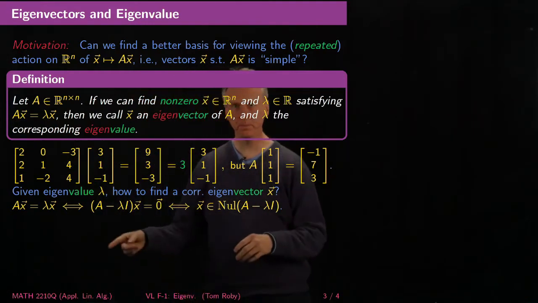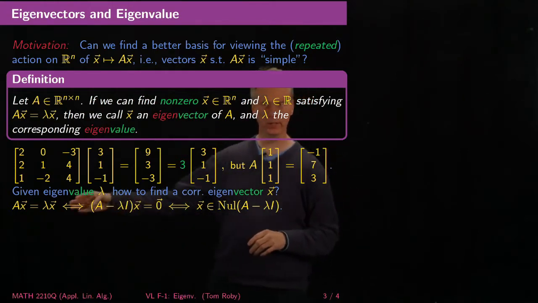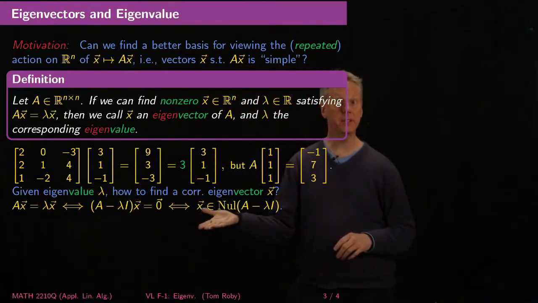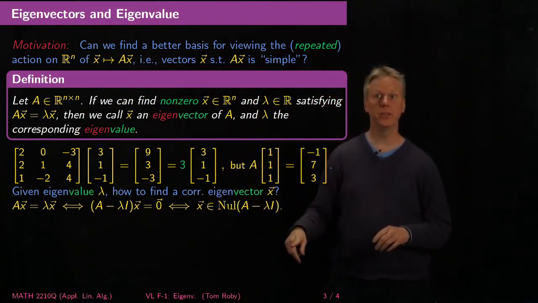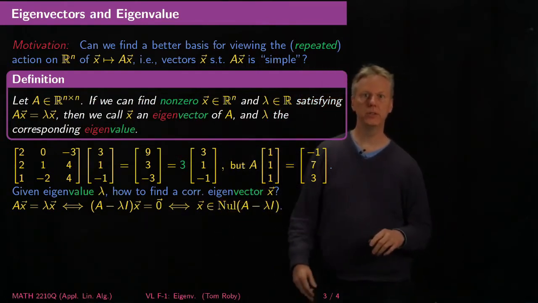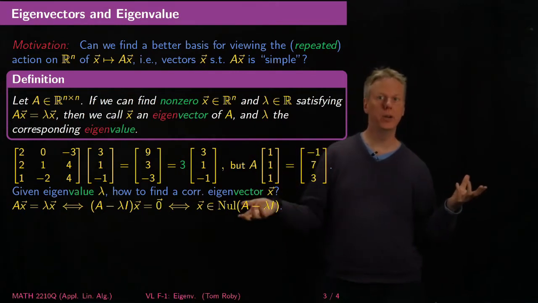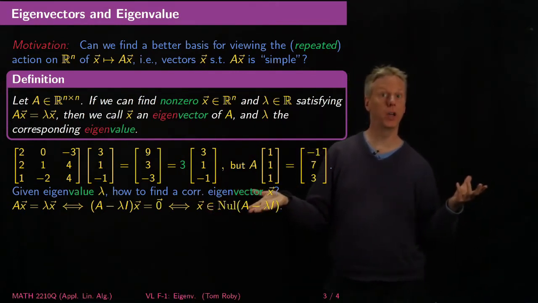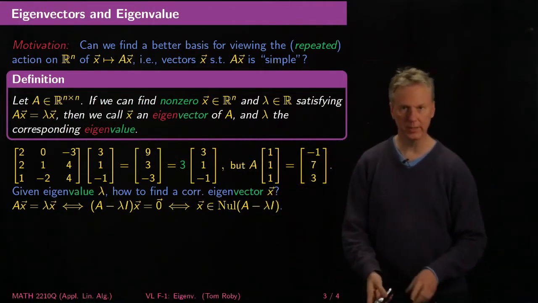So if I apply that to x, I should get 0, right? Because I move this over to the other side. So that's just saying that x, the vector x, has to be in the null space of A minus lambda I. So this crucial set of equivalences shows you that if you know the eigenvalue, then any vector in the null space of A minus lambda I will be an eigenvector corresponding to that eigenvalue.